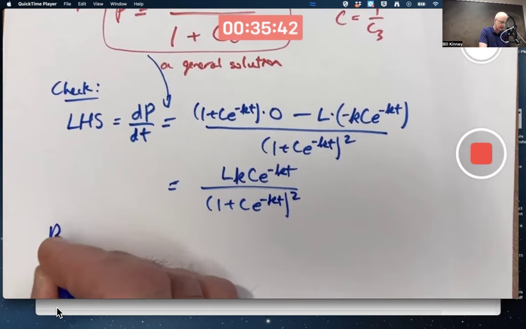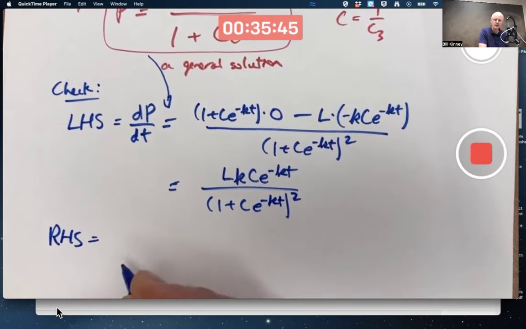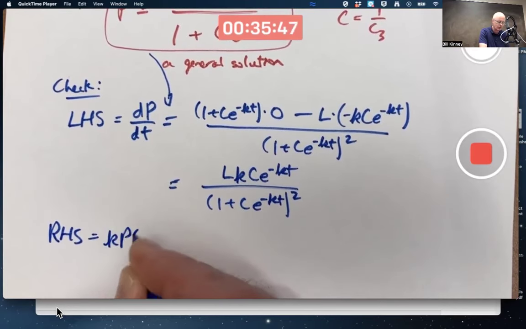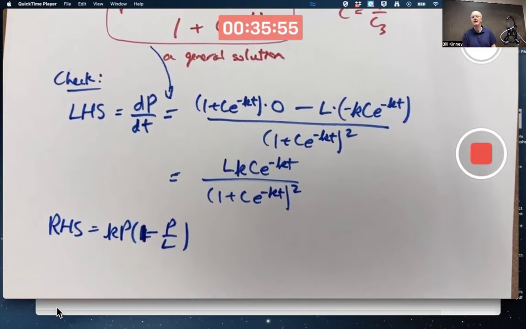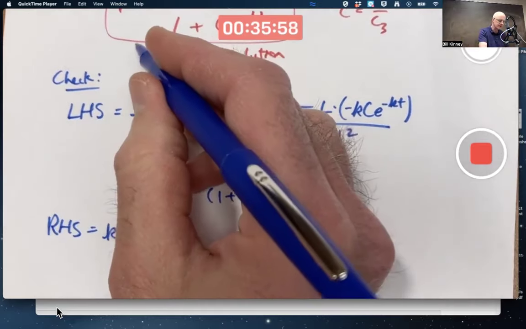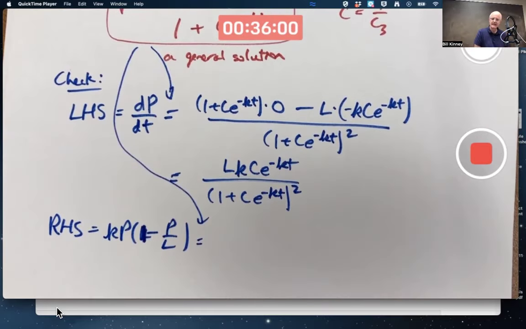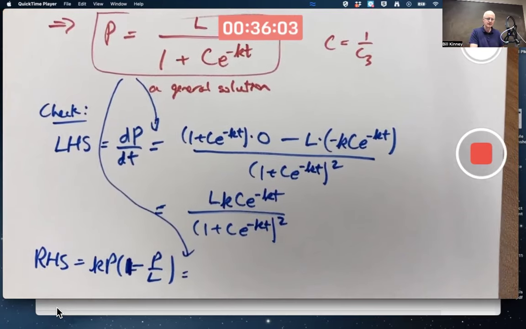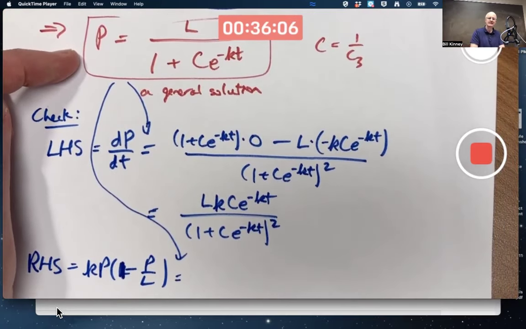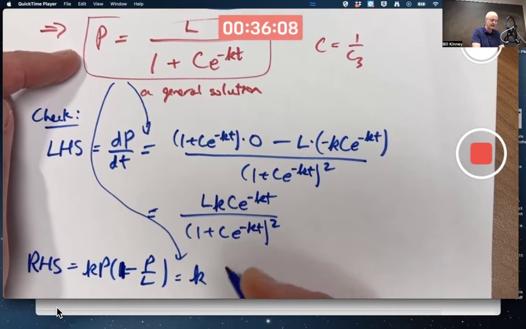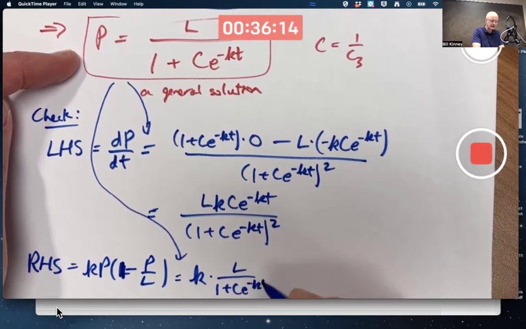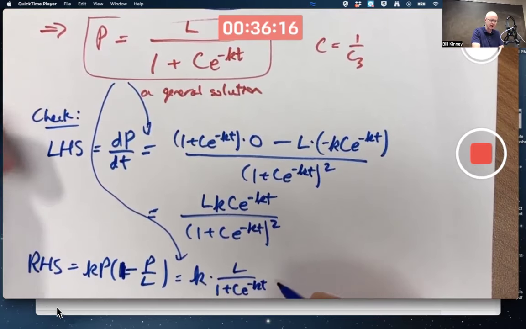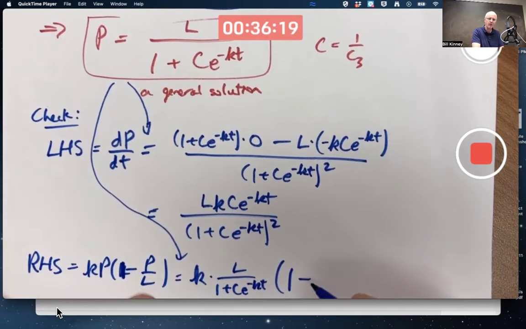The right-hand side of the differential equation, you've probably forgotten by now, but it was K times P times 1 minus P over L. Substitute the proposed solution into that as well in place of P. Substitute this formula in red in place of P. I get a K, and then I get this P, which is L over 1 plus C e to the negative KT. Then in parentheses times 1 minus P over L.